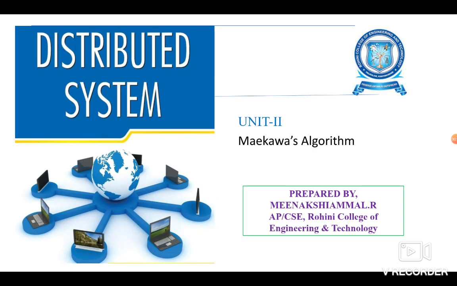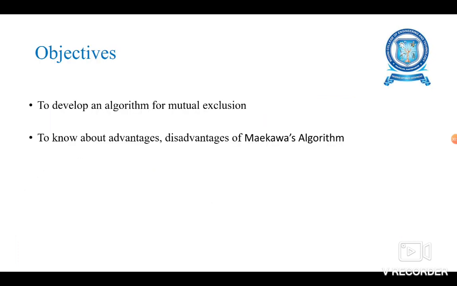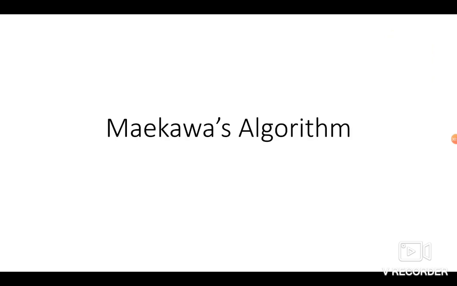Today's topic is Maekawa's algorithm. Already we have discussed the Lamport algorithm and the Ricart-Agrawala algorithm. The third algorithm is Maekawa's voting algorithm. The learning objectives of this video presentation are developing an algorithm for distributed mutual exclusion, and knowing the advantages, disadvantages and the performance of Maekawa's algorithm when compared with the other algorithms.